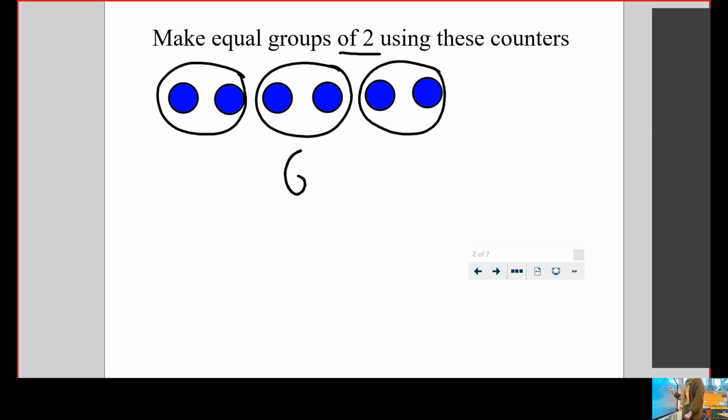So we could write 6 divided into groups of 2 equals 3 groups.